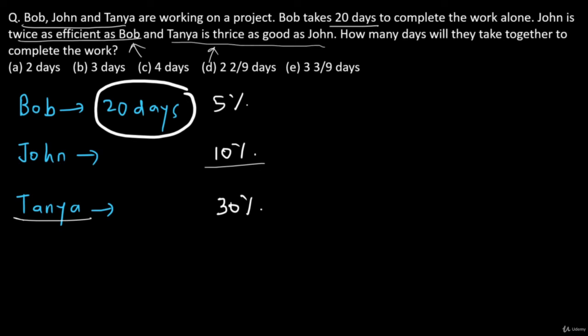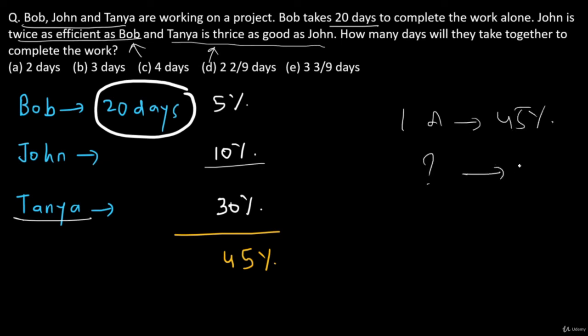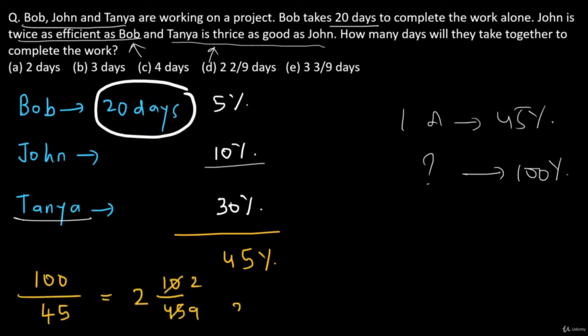Therefore, if they are working together in one day, they will complete 5 plus 10 plus 30, that is 45% of the work. Now in one day they are doing 45% of the work. So how many days will they need to complete 100% of the work? That would be 100 by 45, right? Which is equal to 2 by 9 days. And that is answer option D over here.